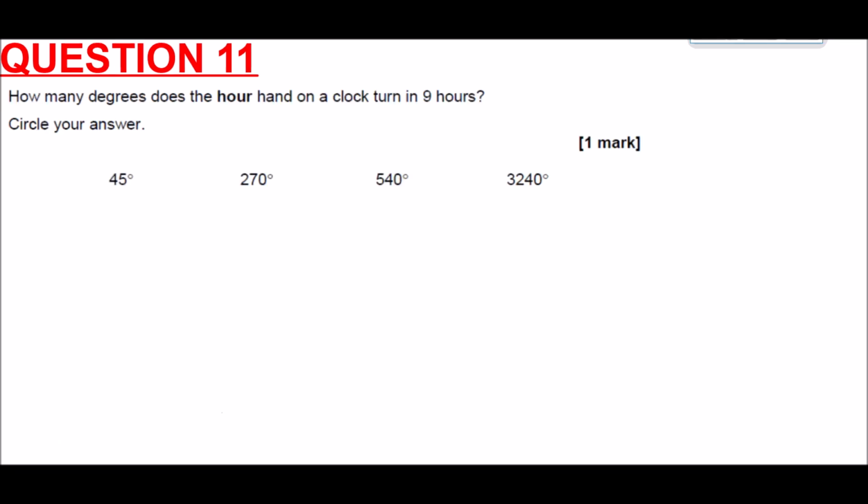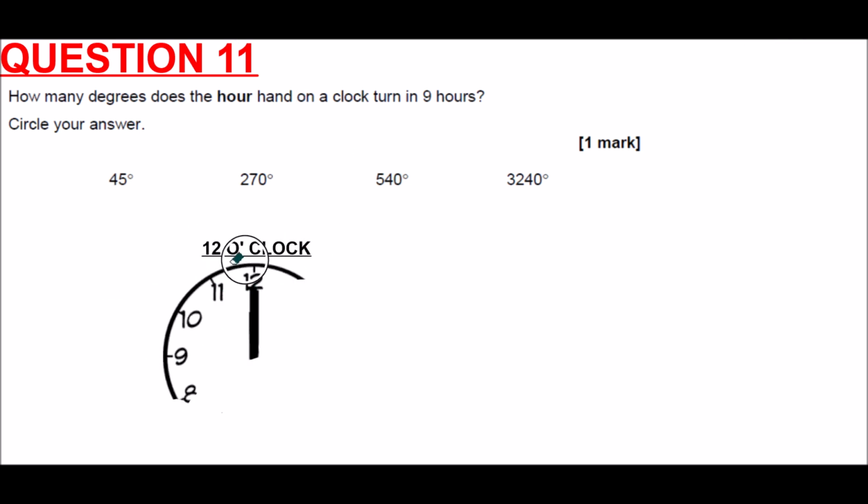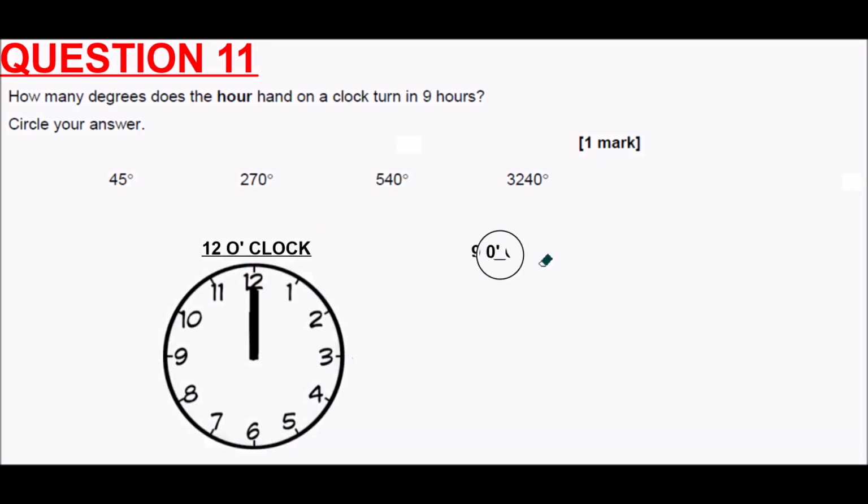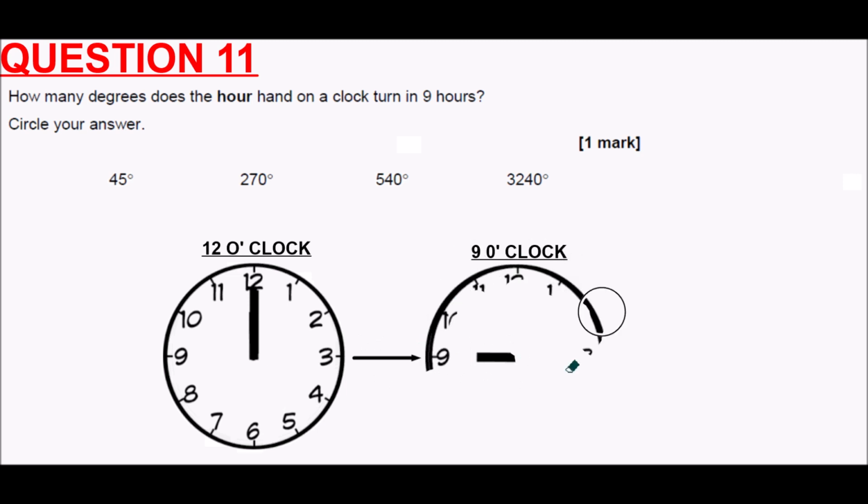Question 11, we're asked how many degrees does the hour hand on a clock turn in 9 hours? For this question, I reckon it might be easier just to actually draw a clock. In fact, draw 2 clocks. So the first one I've got, just for ease, is 12 o'clock. Now imagine that 9 hours later it's 9 o'clock.